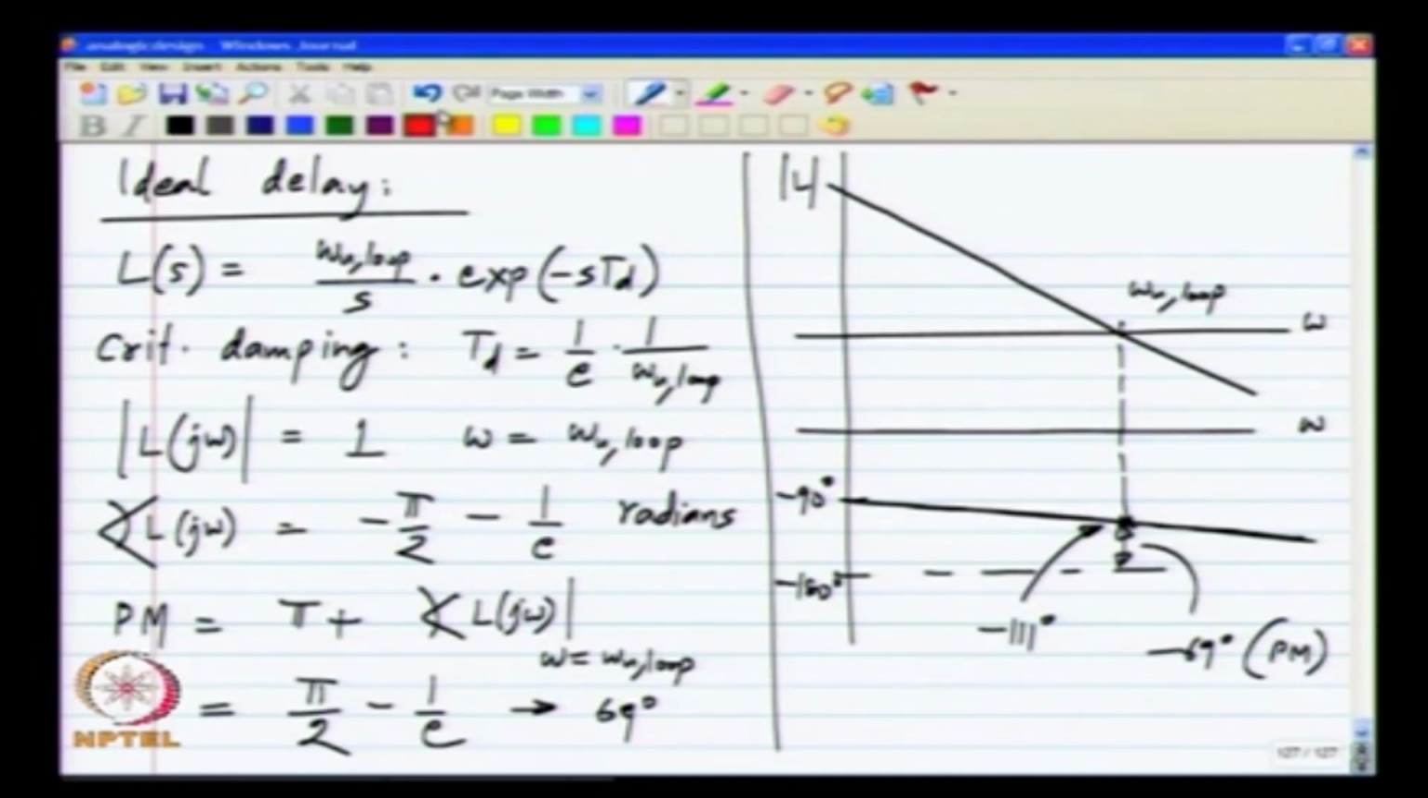And when we first discussed the system with ideal delay in the negative feedback, we also tried different amounts of delay and saw what happened. Okay. We saw that for a delay of 1 by e times 1 over omega u loop, it was critically damped. For pi by 2 times 1 over omega u loop, it was unstable, and for delay of approximately half of 1 by omega u loop or less, there was ringing, but not too much. Okay.